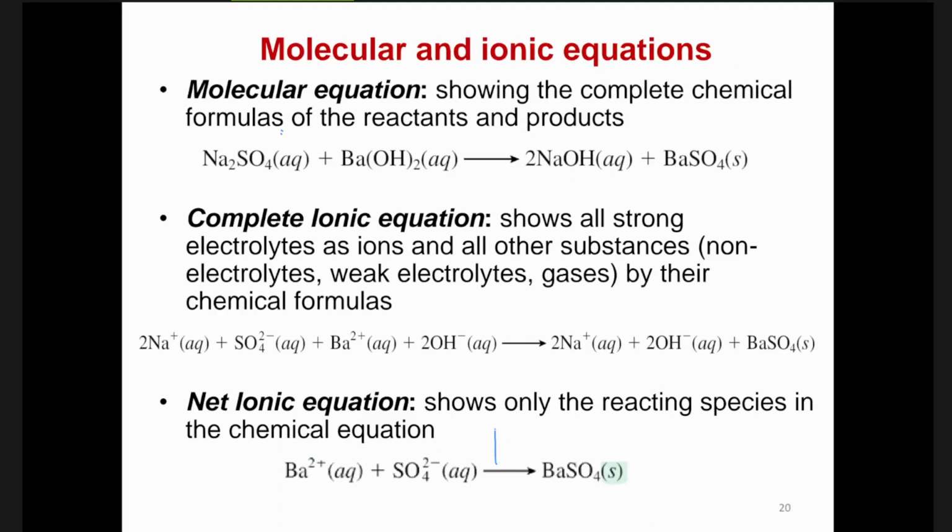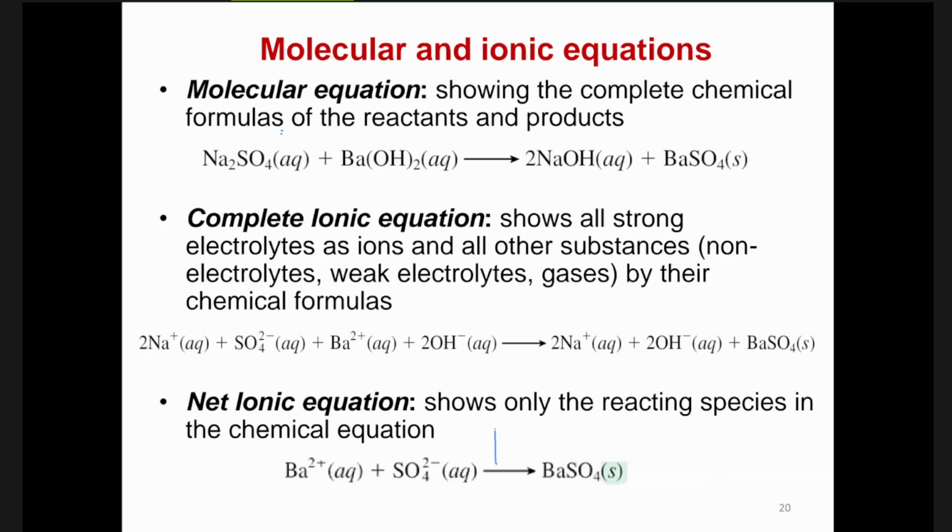Okay, so when you put the molecular compound in the solution for making the reaction, first we look at the molecular equation. We show the complete chemical formula of the reactants and the products. So we see here, sodium sulfate reacts with barium hydroxide. So the products will be sodium hydroxide and barium sulfate.